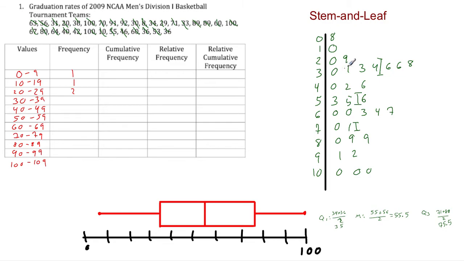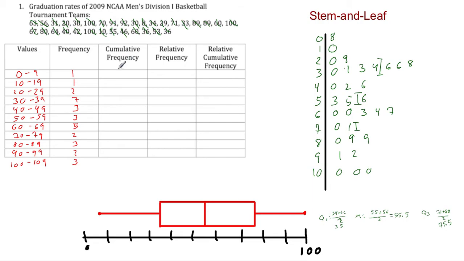In the 30s, we have 1, 2, 3, 4, 5, 6, 7. That's 7 values in the 30s. In the 40s, we have 3 values, as we do in the 50s. In the 60s, we have 5 values. In the 70s, we have 2 values. In the 80s, we have 3 values. In the 90s, we have 2. And in the hundreds, we have 3. So this is my frequency.